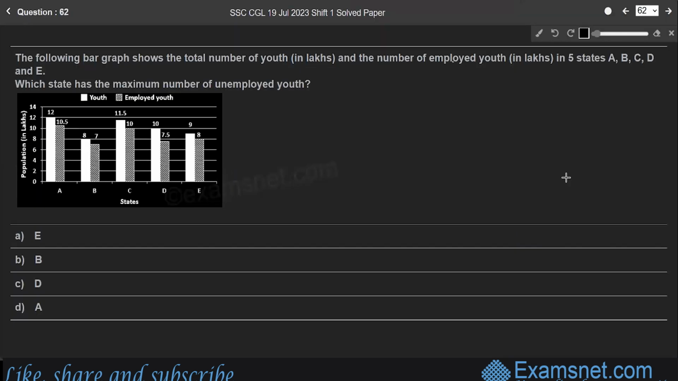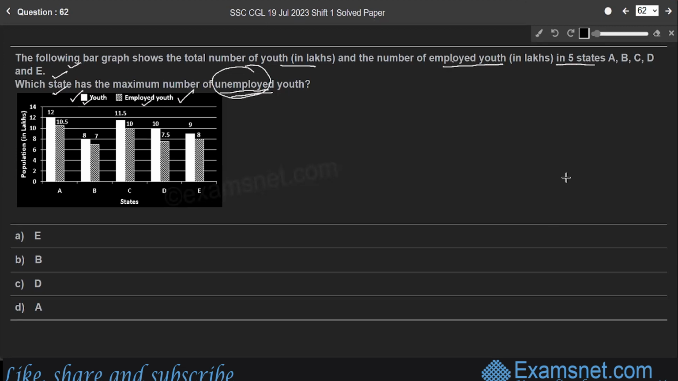Question 62. The following bar graph shows the total number of youth in lakhs and the total number of employed youth in lakhs in 5 states, A, B, C, D, and E. Which state has the maximum number of unemployed youth? Here the total number of youth in each state is given and the total number of employed youth is given. So total number of youth minus employed youth gives the number of unemployed youth.